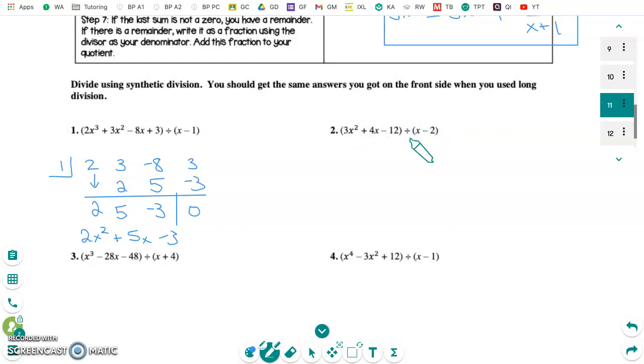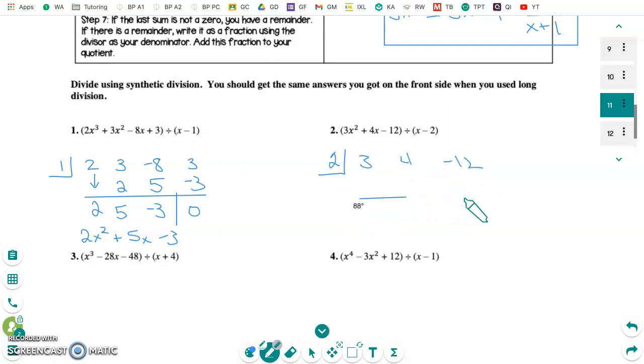Okay, so how about this one? What's the new divisor, please, Kawan? Sorry, I couldn't quite hear you. +2? Okay, good. And do we need to fill in any missing powers for this one? No. Okay, so 3, 4, -12.